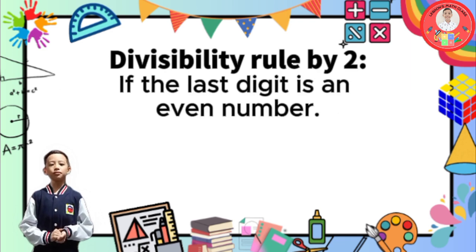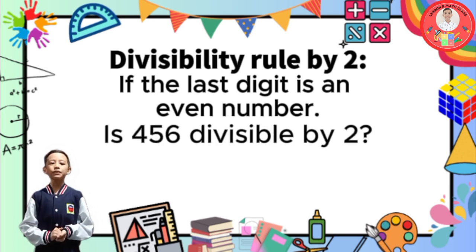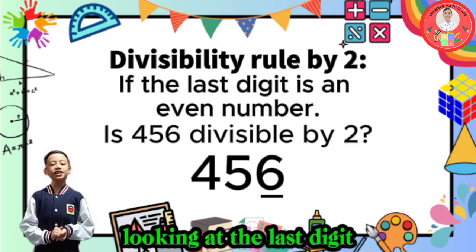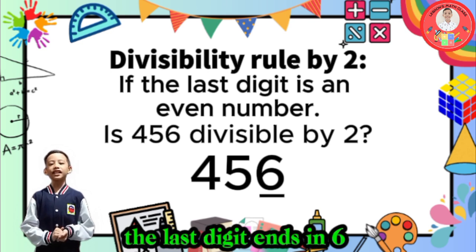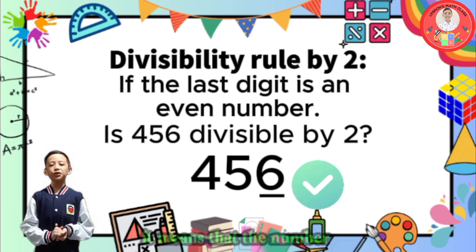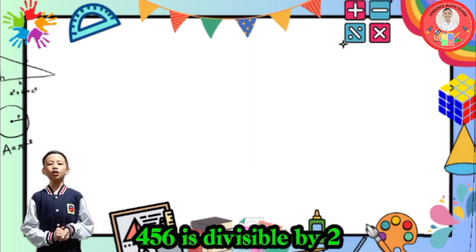Divisibility rule by 2. If the last digit is an even number. Question: is 456 divisible by 2? Looking at the last digit, it ends in 6. It means that the number 456 is divisible by 2.